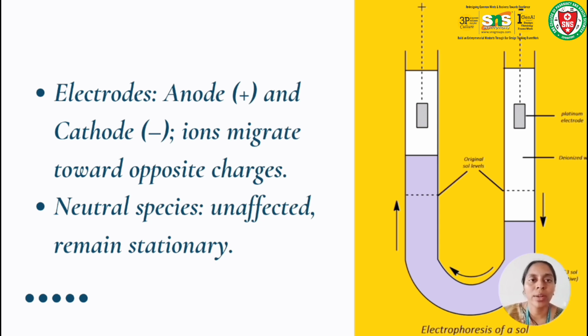For electrophoresis to happen, the components of capillary electrophoresis are the electrodes: the positive electrode, that is the anode, and the negative electrode, the cathode. The ions migrate towards the opposite charges, and the neutral species are unaffected; they remain stationary.